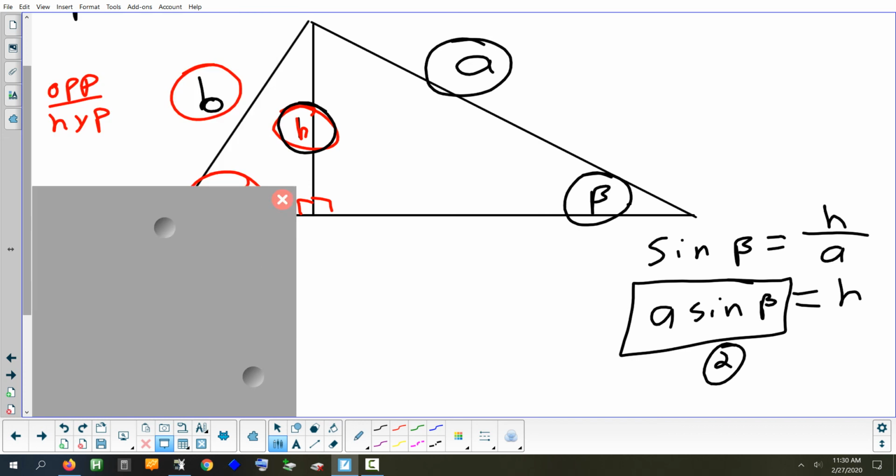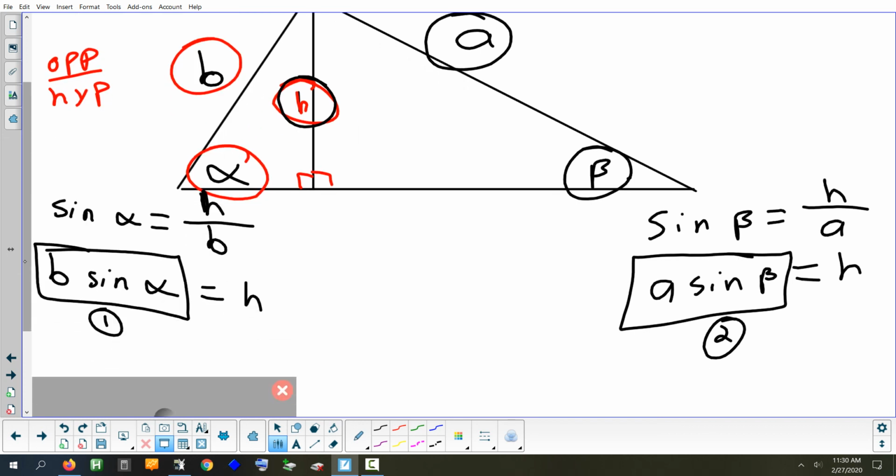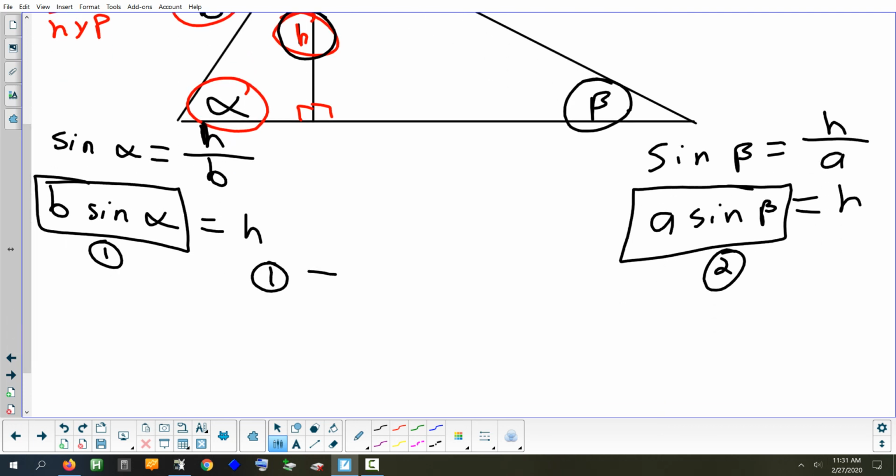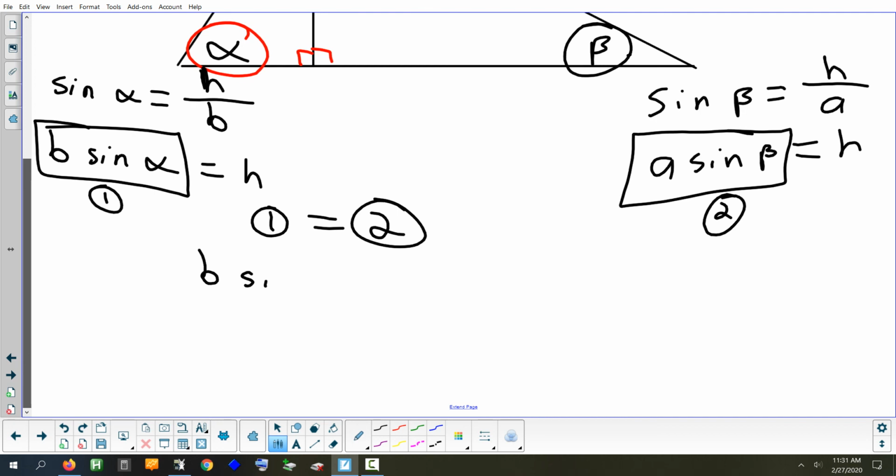Now let's uncover both sides. What do you know about box 1 and box 2? They both equal the height. Box 1 is a formula for the height, box 2 is a formula for the same height. So that means the formula in box 1 really equals the formula in box 2. Once you write that down, that's basically the law of sines. So we've got B sine alpha equals A sine beta.